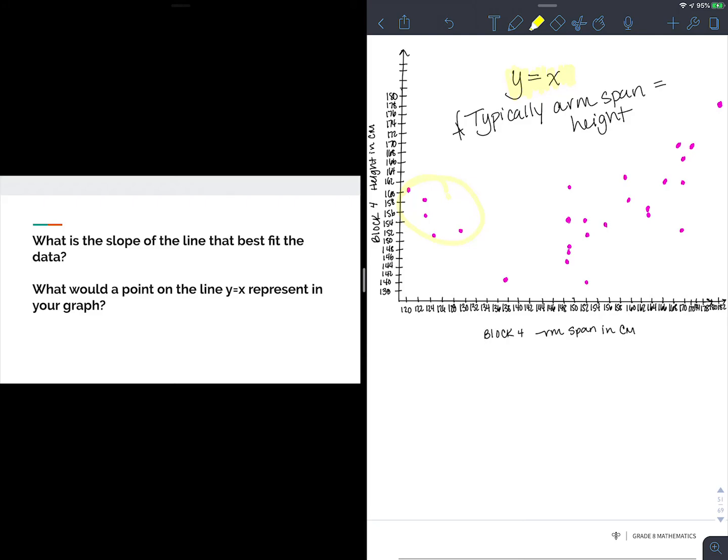What does it mean about a person whose point is above the line? And then what about below? Well, depending on the axes, a person whose point is off of the line has a longer arm span than expected for the height, or is taller than expected for the arm span.